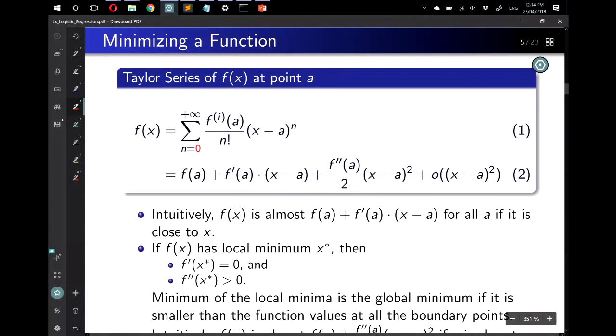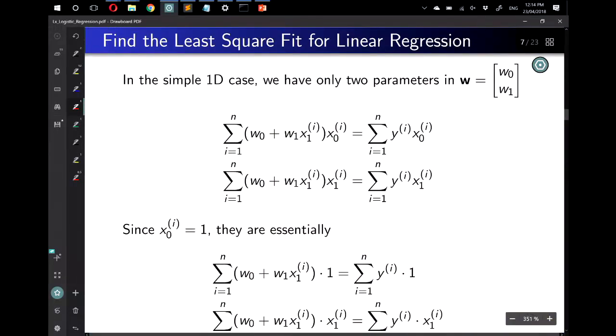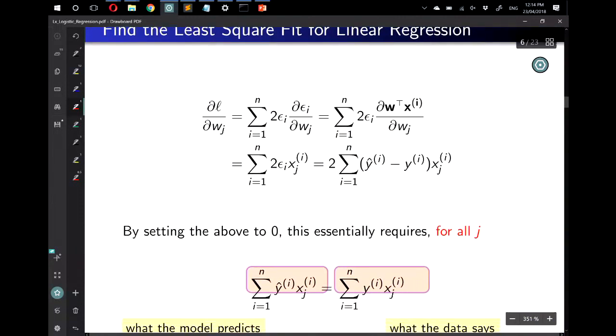I'll come to this later. So all the derivation we talk about is that we actually have this kind of interpretation.